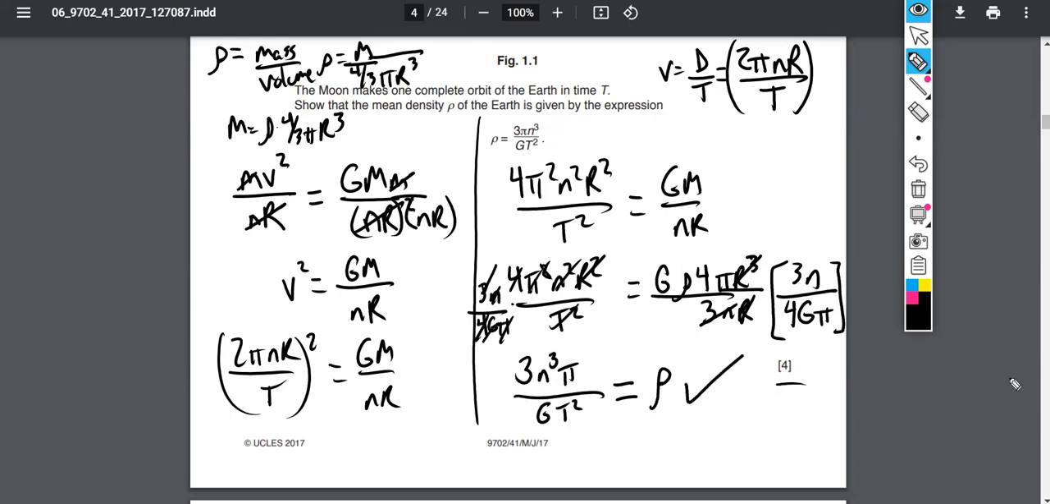4 marks for that. See, it's a lot to keep track of, but it's sort of just the basic definitions of density, of velocity, the velocity of a circle, right? Going around a circle, we got to know circumference there is the distance. And then just putting all those ideas together, you can eventually get an expression there for density. So that's not too bad once you get to know it, right, YouTube?